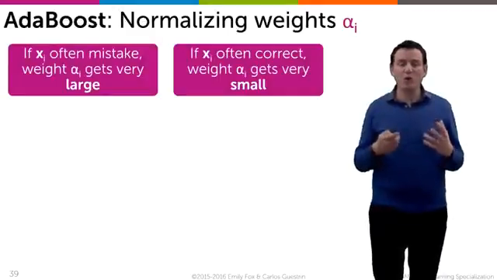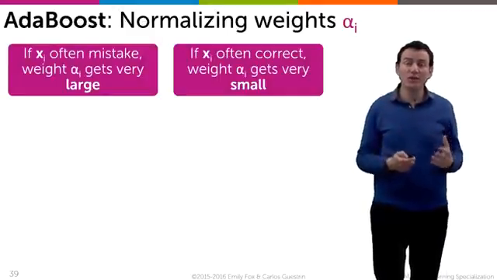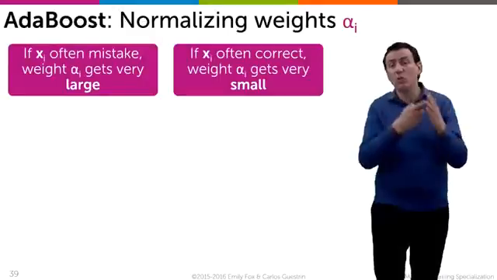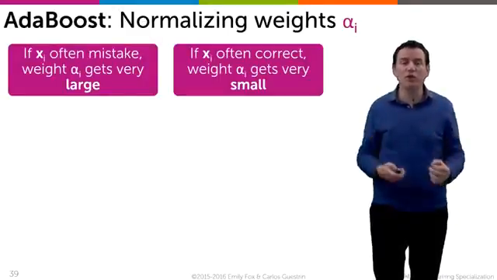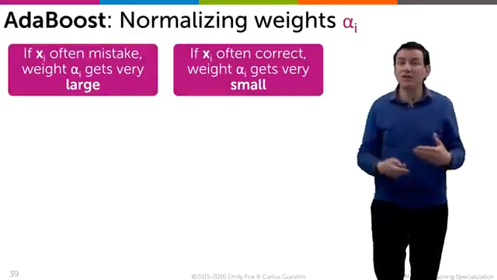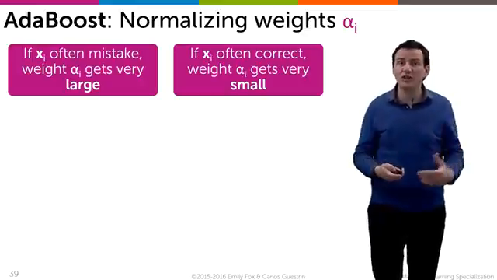Finally, we need to address a technical issue that we hinted at when we normalized the weights of data points to start at 1 over n, when we had uniform weights, which is the issue of renormalizing the weights of the data points throughout the iterations.